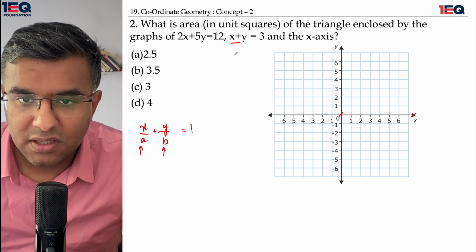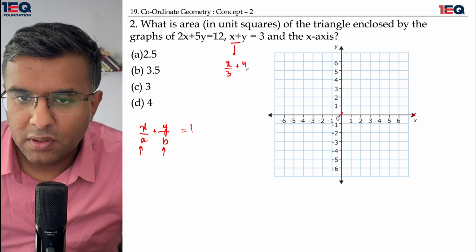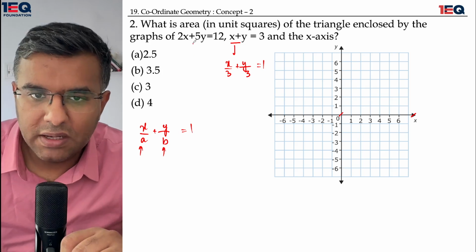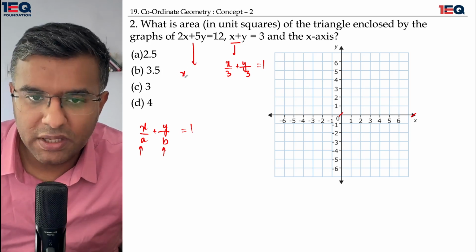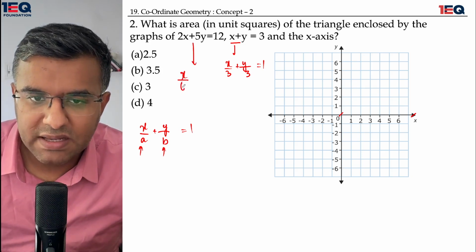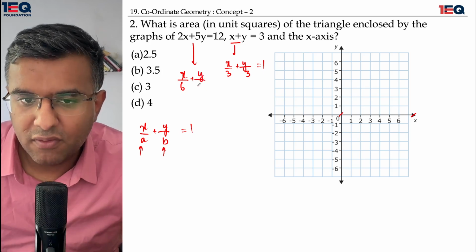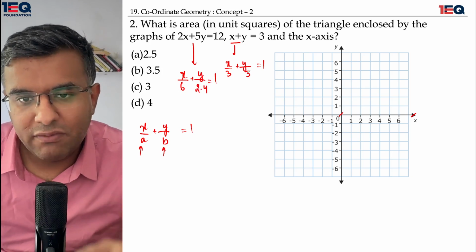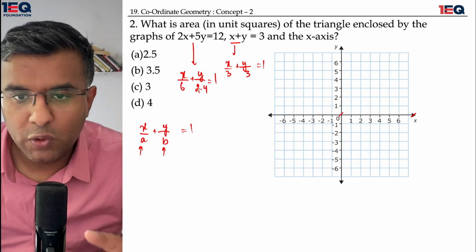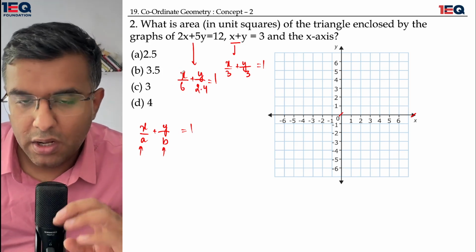Okay, so converting this equation into the intercept form, I can say that x by 3 plus y by 3 is equal to 1. Similarly, converting this also into the intercept form, this would come out as x by 6 plus y upon 12 by 5, or simply 2.4, being equal to 1. So we have two equations with us, and here we also have the x-axis with us.